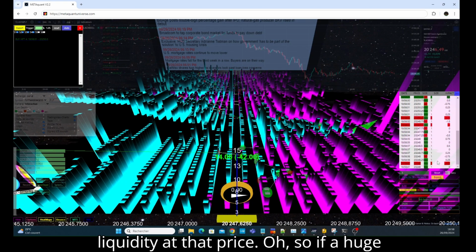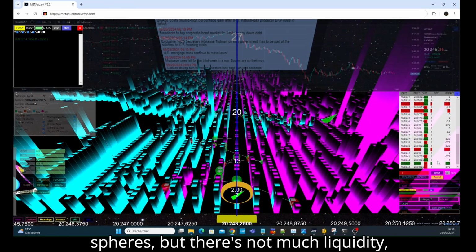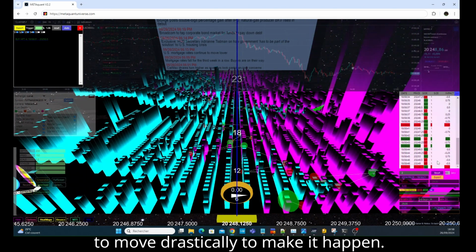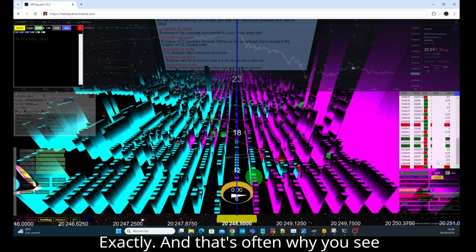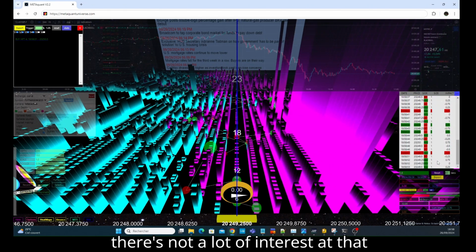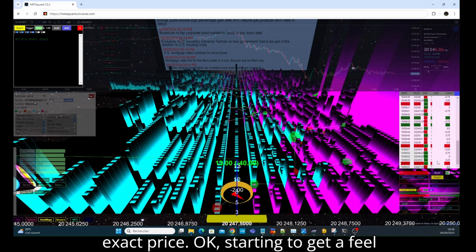So if a huge trade comes in, like one of those big spheres, but there's not much liquidity, it's like hitting a wall. The price has to move drastically to make it happen. Exactly. And that's often why you see those big price swings. Yeah. Someone's trying to move a lot of stock where there's not a lot of interest at that exact price. Okay. Starting to get a feel for it.